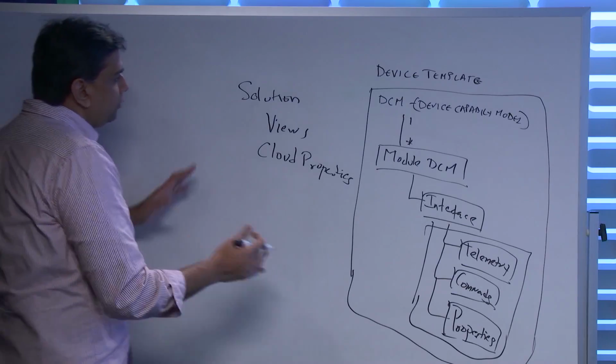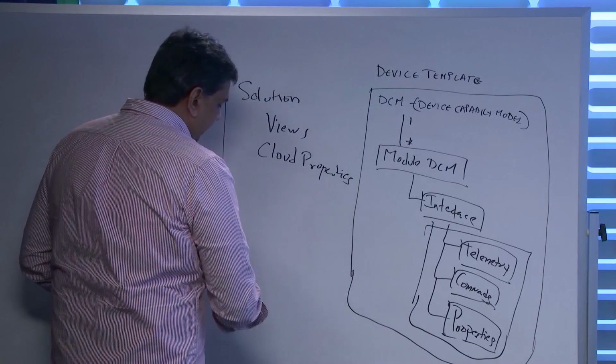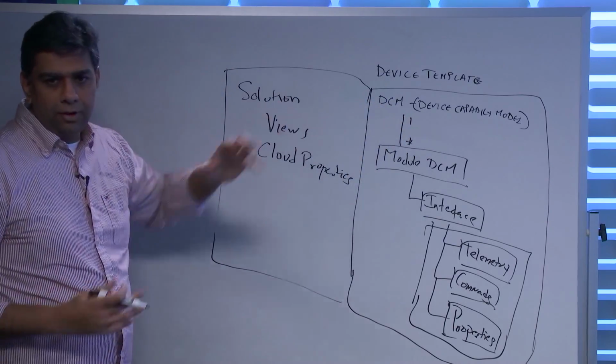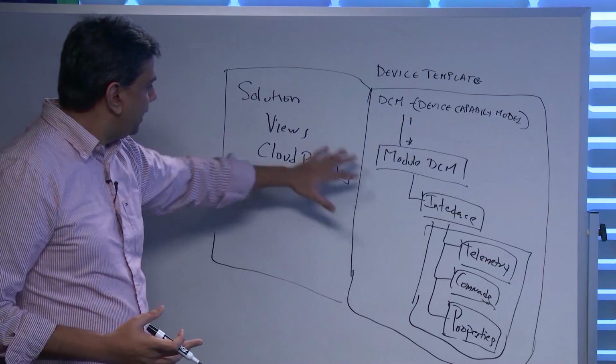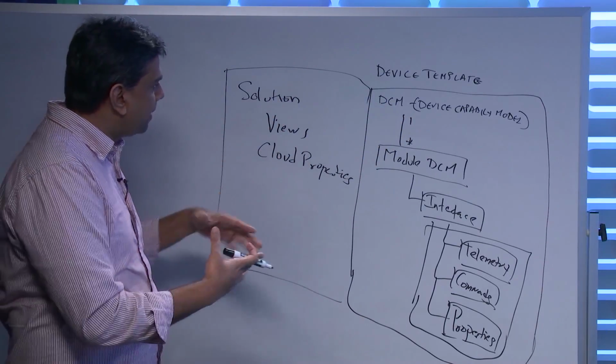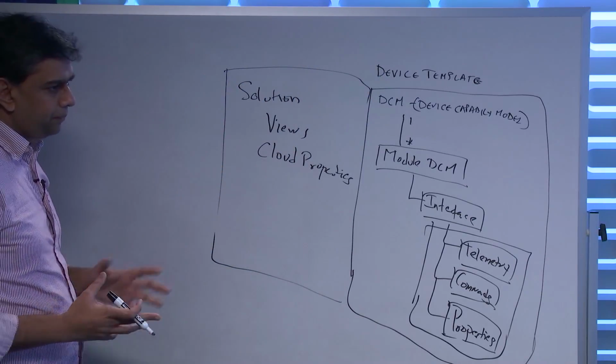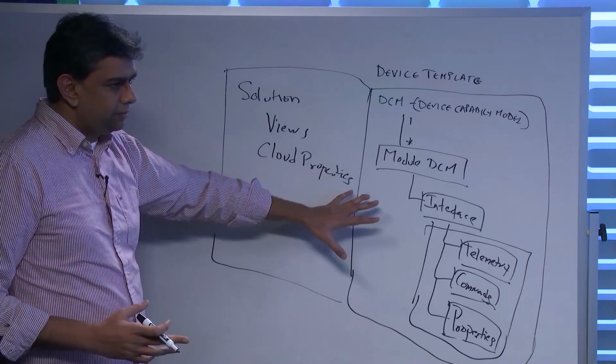So overall, what you're doing is taking your device capability model and your solution model and combining them to create a template. So that's the overall feature set that we have created.